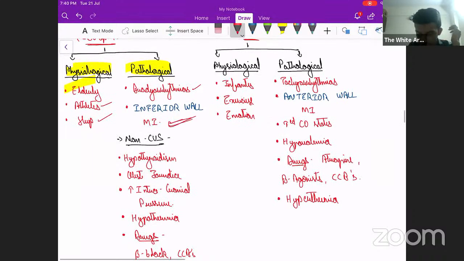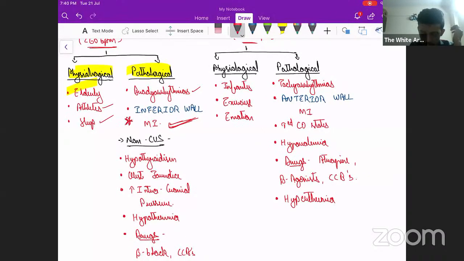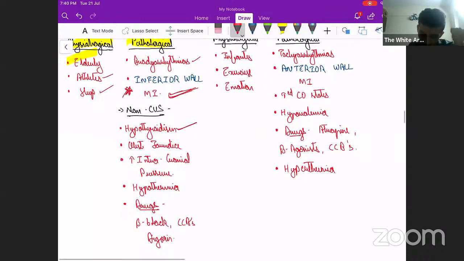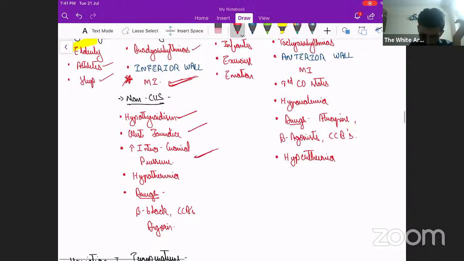Why in case of inferior wall MI will you get bradycardia? Very important question again. Inferior wall MI, you will get bradycardia. Why? You guys be typing the answer. Next come non-cardiac causes like hypothyroidism, which decreases the number of beta-1 receptors. Next, obstructive jaundice, because bile salts decrease the SA nodal activity. Again, raised intracranial pressure, a component of Cushing's triad. Hypothermia decreases the rate, and certain drugs like beta blockers, non-dihydropyridine calcium channel blockers, digoxin, all those decrease it.